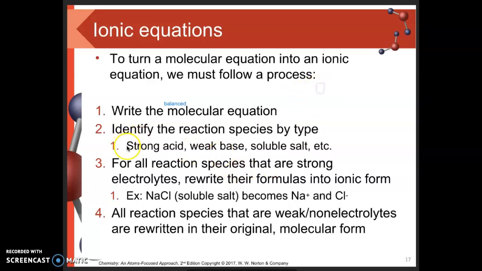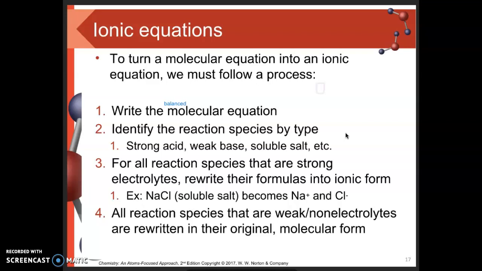The second thing, we have to identify the reaction species by type. And so this is where the solubility rules come into play. If you are not proficient in your solubility rules, if you have not passed proficiency number 5 yet, you really need to get working on it, because that aspect is going to be really key to being able to do these ionic equations. So I need to be able to look at something and say, oh, that's an acid, that's a base, it's strong, it's weak, that's a soluble salt, that's an insoluble salt.